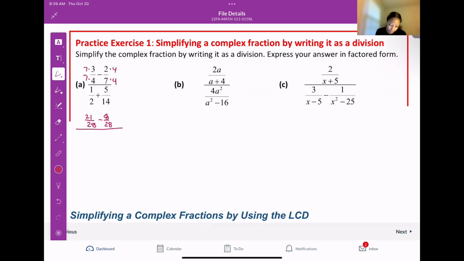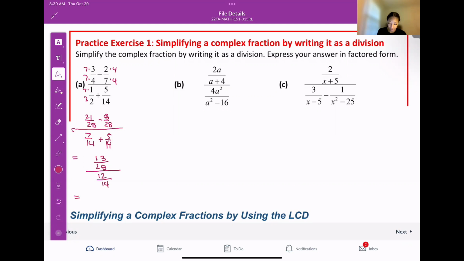We'll have to multiply the first fraction by 7. And this gives us 7 over 14 plus 5 over 14. Then that simplifies to, what's this? 21 minus 8 would be 13. 13 over 28 in the numerator, and in our denominator, 12 over 14.